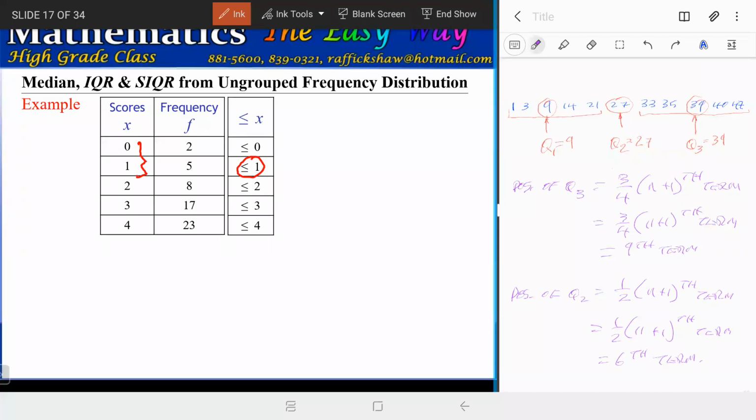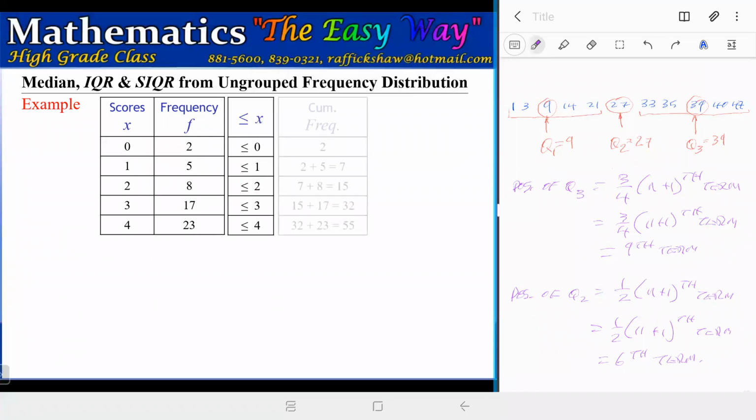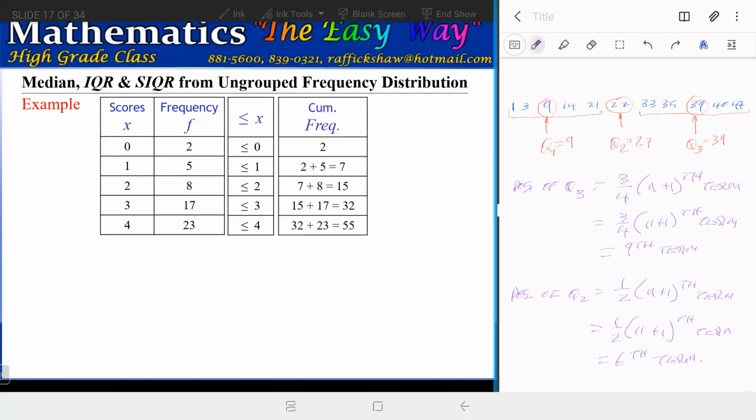All the values less than or equal to 1, and those 2, 7 of them less than or equal to 1. How many values less than or equal to 2? These are the values that are less than or equal to 2. How many values? These are the number of values less than or equal to 2. You're going to need that cumulative frequency column there. So when you finish putting in, you can check it now.